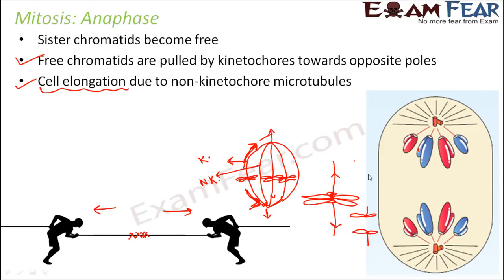Because of their presence, the cell elongates during anaphase. So these are some of the things that take place in anaphase. Now from this you can get a very clear idea of what happened. Basically what you did in the beginning, that is during the S phase of interphase, the duplication of chromosome happened.